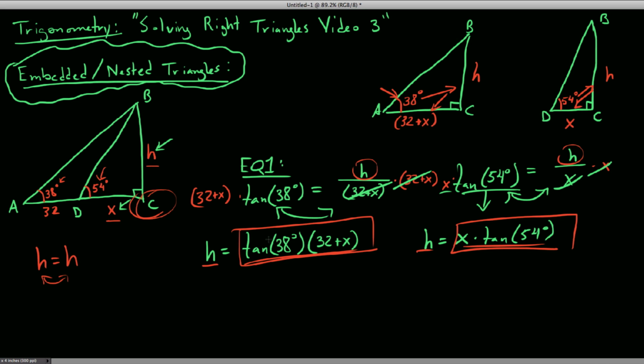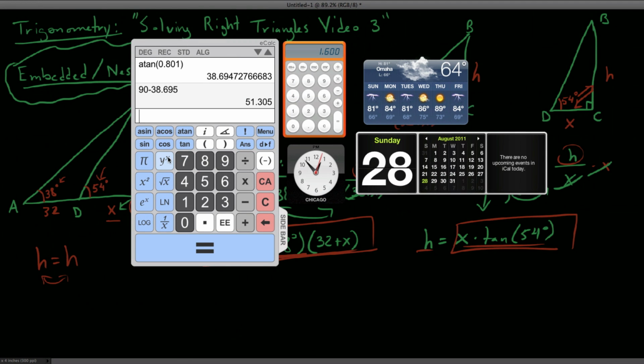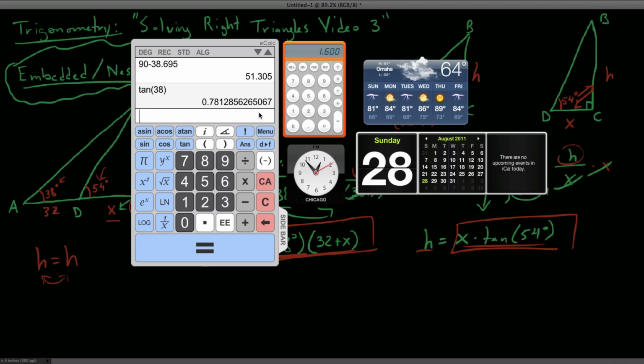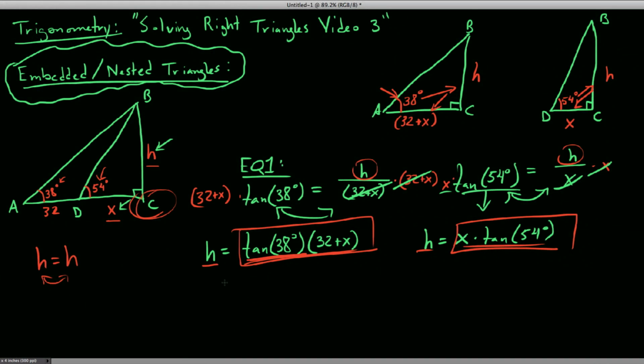Starting with this tangent 38, we can get a number for it. So let's pull out the calculator. We can change it to a decimal. Tangent of 38 degrees is going to tell us it is 0.781-ish. So now just cleaning this up, that's all I'm doing.